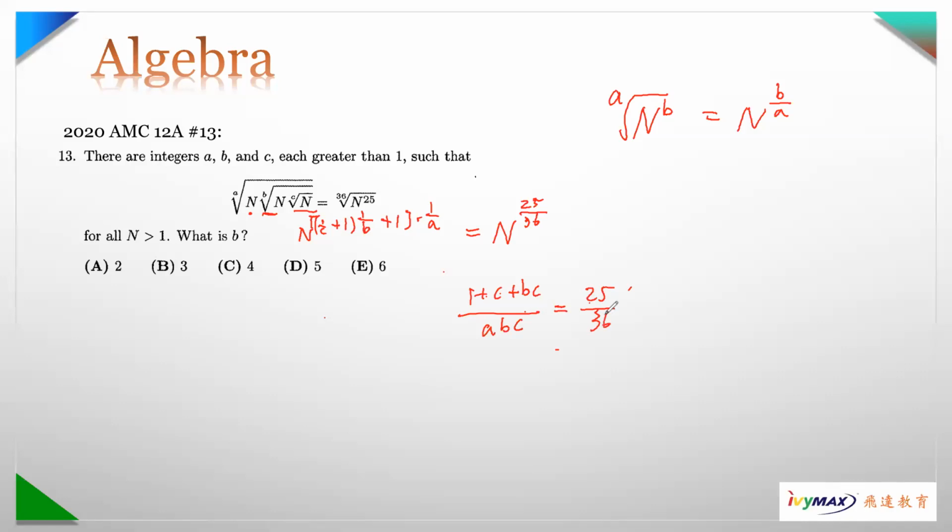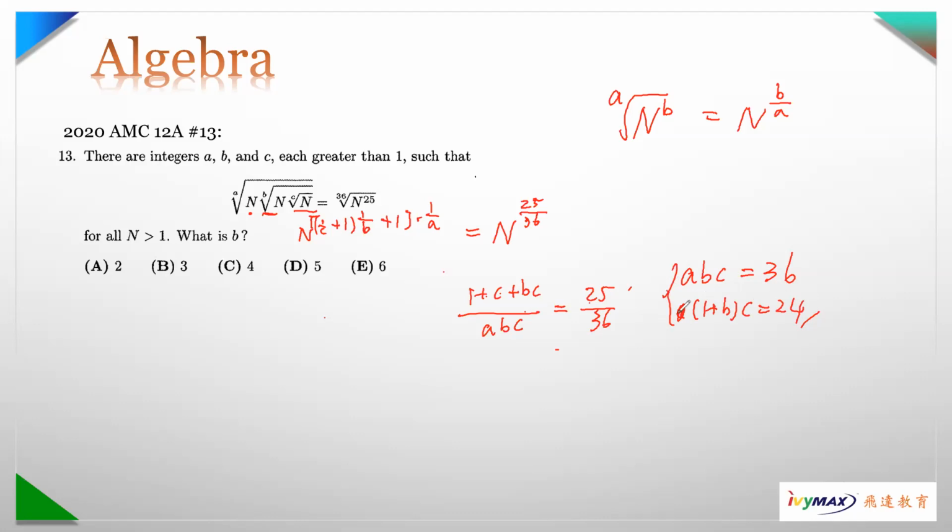And then I don't have much information about a, b, c. We only know that all of a, b, c are integers, right? So we need to work on that. So I have a times b times c should equal 36. And 1 plus c plus bc should be 25. On the other hand, I get c plus bc should be 24. So I can also write it as c times (1 plus b), so that should be 24. Right? I get a system like that.